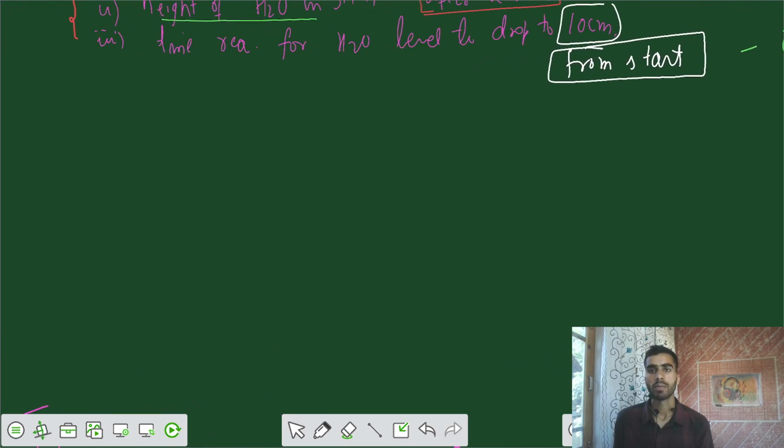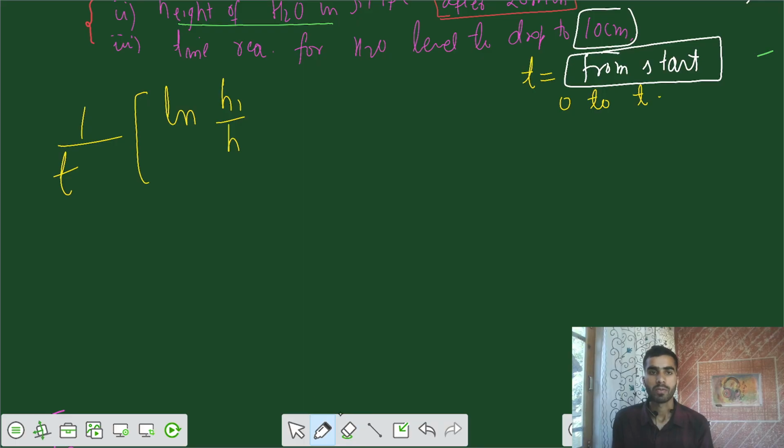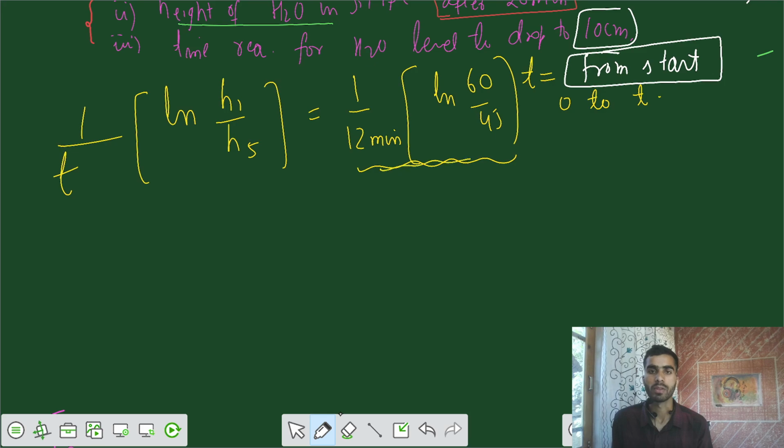If I want to calculate from the start, I would write 1 by t, where t is the time interval from the start, so from 0 to time t. So I would write 1 by t ln of h1 by h5 equals 1 by 12 minutes ln of 60 to 45. That was given to us in the problem.